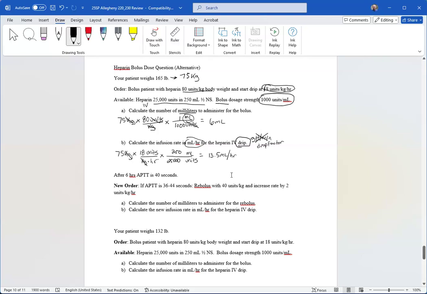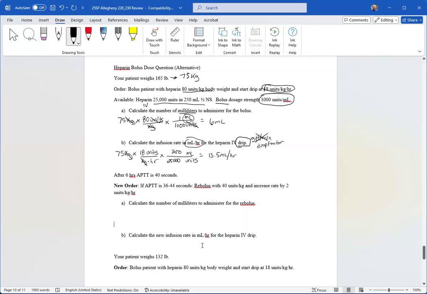So the new order, working through this, just becomes another question, right? And you're going to do the same thing you did previously. You're going to calculate the bolus and then calculate the IV. So let's practice it. We're still talking about the same patient here. So the patient's still 75 kilograms, but instead of 80 units, now it's 40 units per kilogram. My available stays the same, the 1,000 units per milliliter.